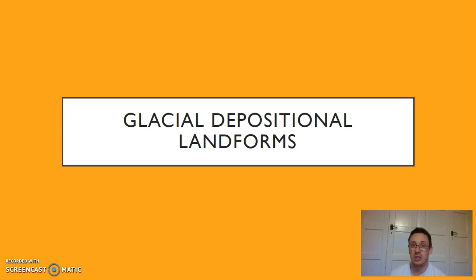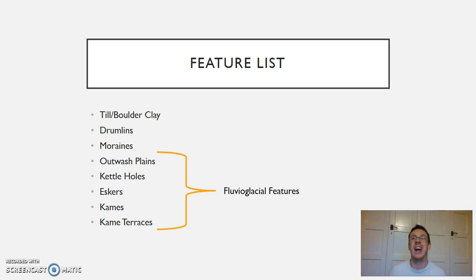But without further ado, let's get into the glacial depositional landforms. So first, a hit list, a feature list. Now, when we talk about glacial depositional landforms, we can split them into a couple of categories. You've got ones that are very literally formed by glaciers. And even at that, one of the three, till/boulder clay, drumlins and moraine, you can make a bit of an argument that there's some fluvioglacial stuff involved there.